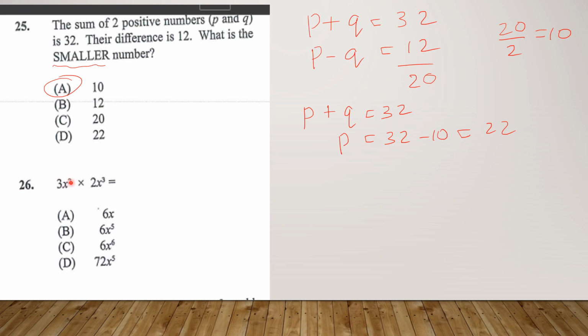26, 3x squared times 2x to the third power. So indices, and the rule is, so what we say, we're going to multiply the two whole numbers, and the powers is what we add. Okay, so we're going to get 6x to the power 2 plus 3. So that's going to give us 6x to the fifth power. So the answer is B.